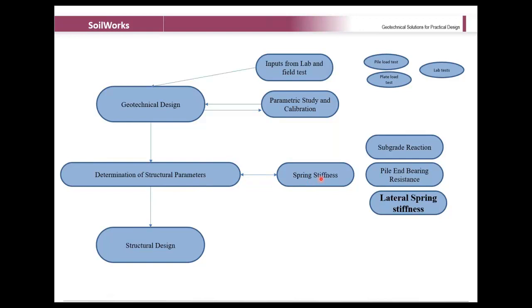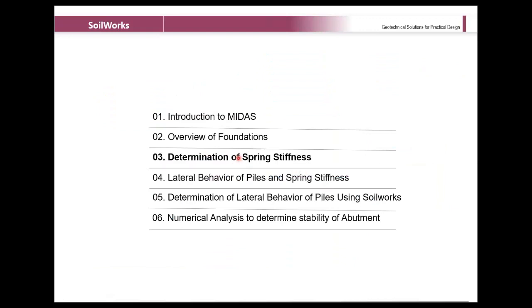Spring stiffness basically can be of your subgrade reaction, or your pile end bearing resistance, or your lateral spring stiffness. Your lateral springs play a key role in the design of your pile foundation. How these lateral springs can be easily determined by the structural engineer, or how the geotechnical engineer can easily provide these lateral springs, will be discussed in this particular session. We'll be discussing these lateral springs in detail in this session. So, determination of spring stiffness.